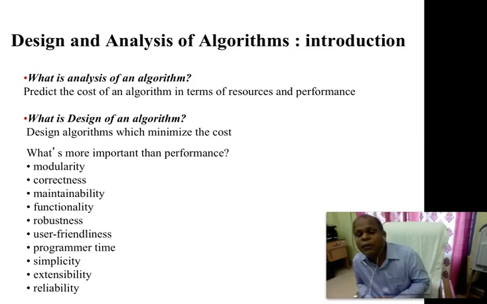So to analyze the algorithm is to predict the cost the algorithm will need in terms of resources and performance. Performance means how much time, and resource means how much memory the algorithm requires to run on the computer.